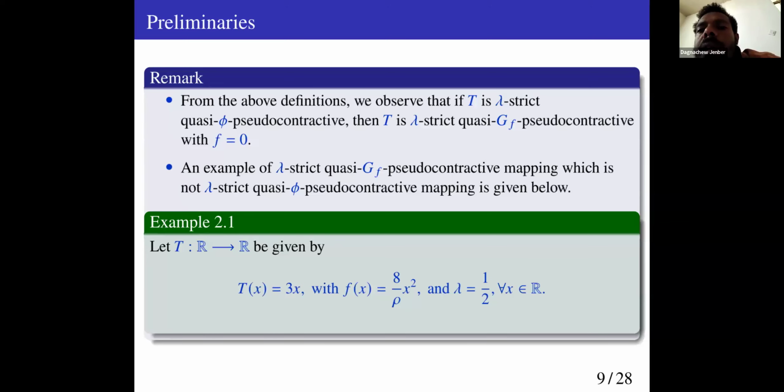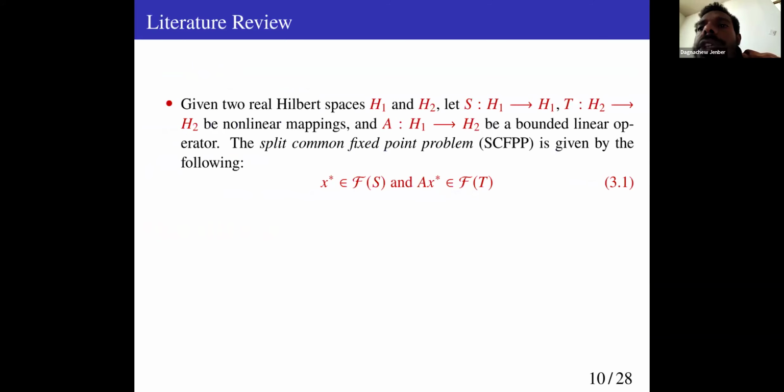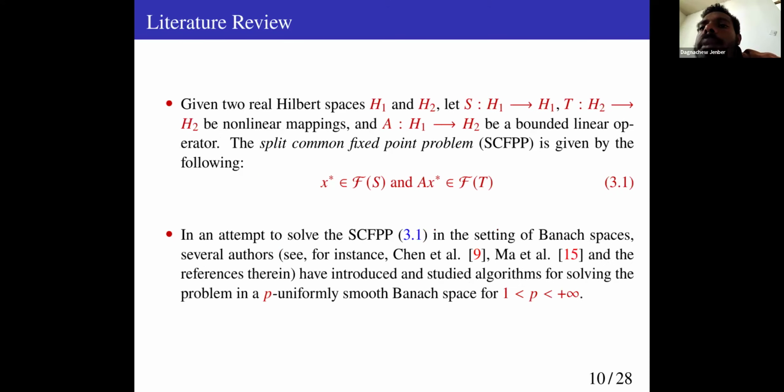For example, we have a mapping T from R to R defined by 3x, with f of x is equal to 8 over rho x squared, and for lambda is equal to 1 over 2. This is a lambda strict quasi-JF pseudo-contractive mapping, but not a lambda strict quasi-phi pseudo-contractive mapping. These are some literature reviews. So we define 3.1 as the split common fixed point problem.